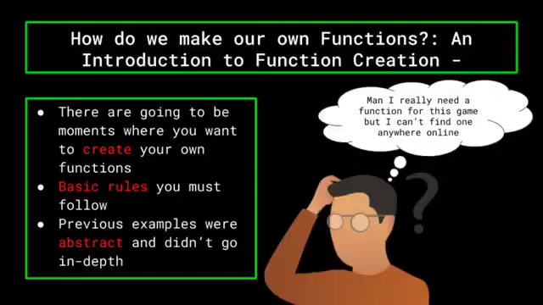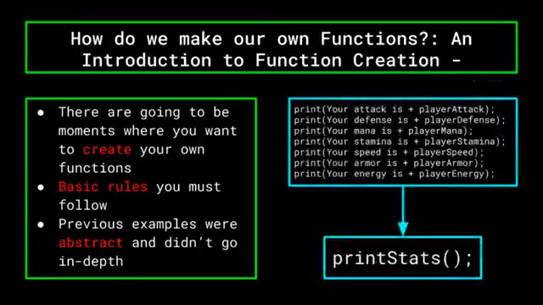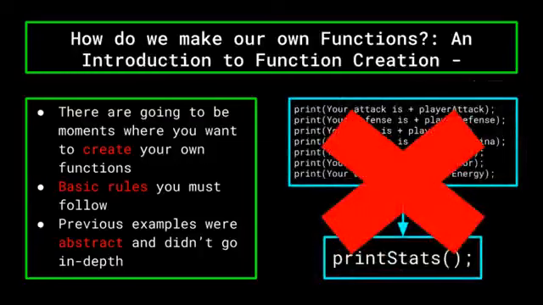Now, while we've previously used making functions as an example for other topics, such as the player stats function from a little bit ago, they were extremely abstract and didn't go into depth into what is needed for an actual function to operate. So right now we're going to be covering a skeletal system of everything that needs to be included in a function in order to get it to work.